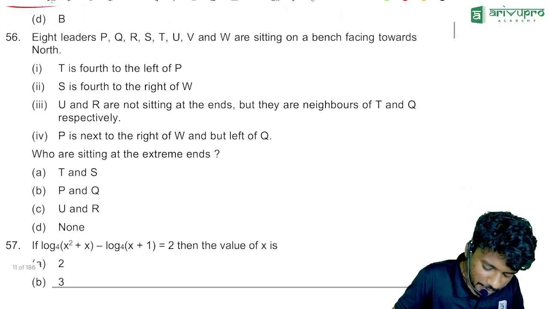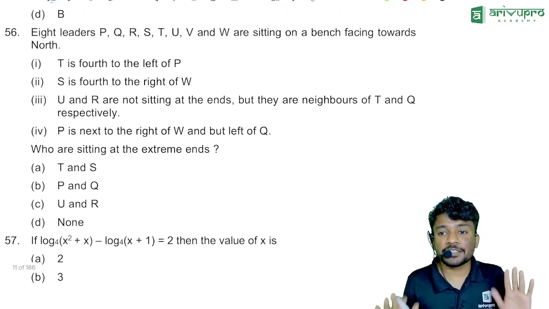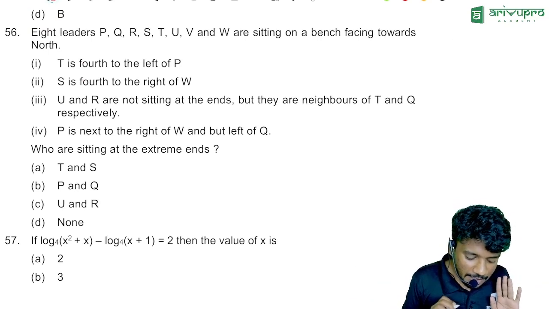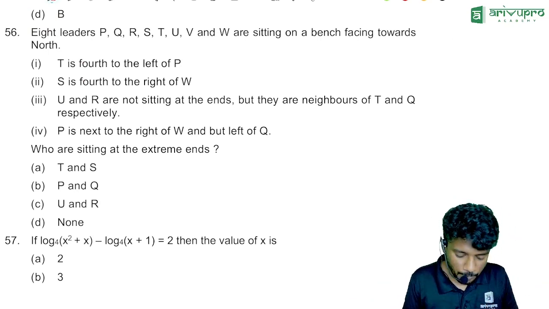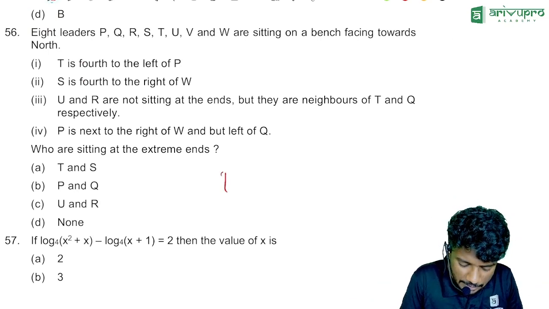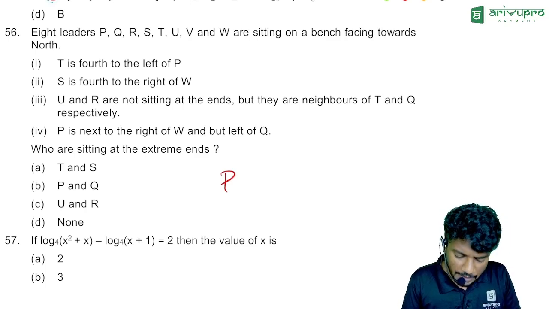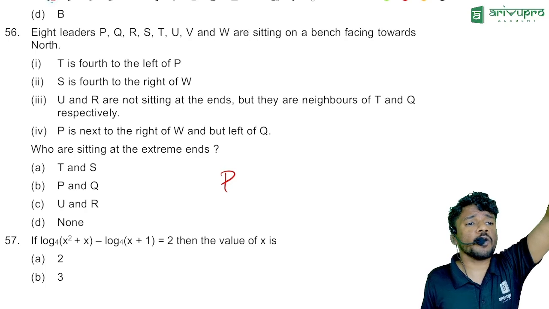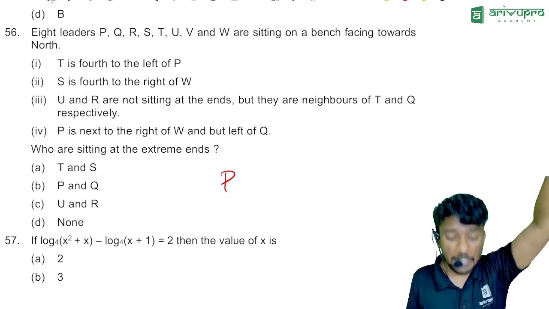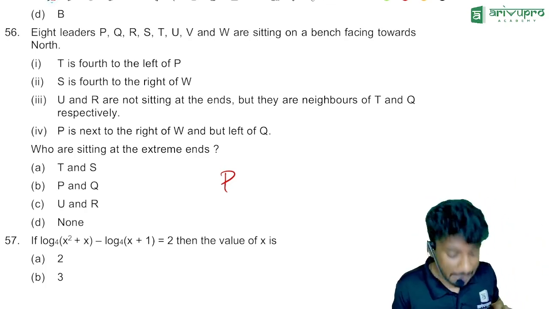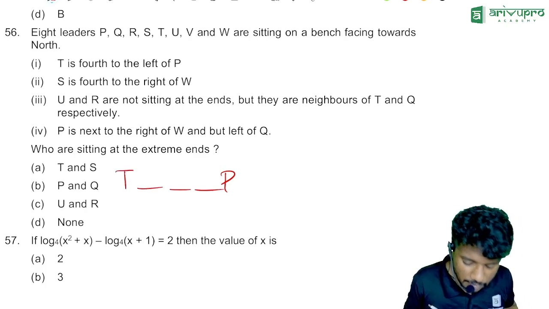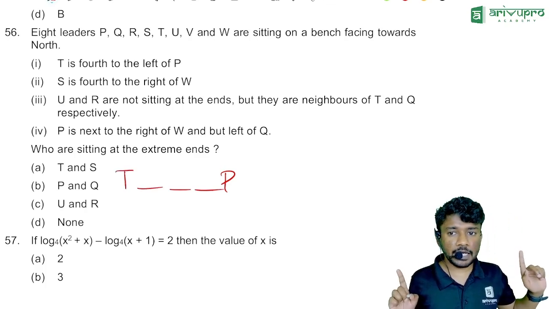Okay. Next one. Too many things are given, that means we are going to get the answer no matter what. T is fourth to the left of P. So P is there, correct? T is fourth to the left. Fourth to the left means how many people are there between T and P? 3 people are there in between T and P. So fourth to the left of P, correct? Am I correct?